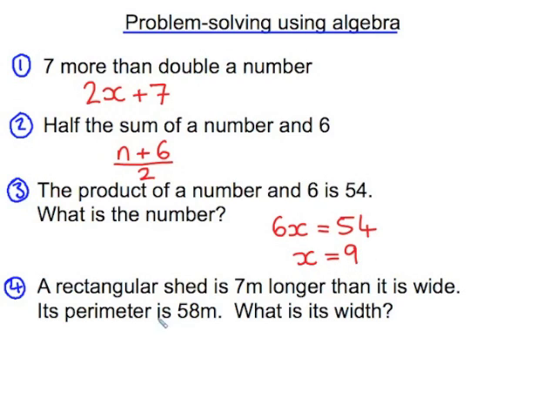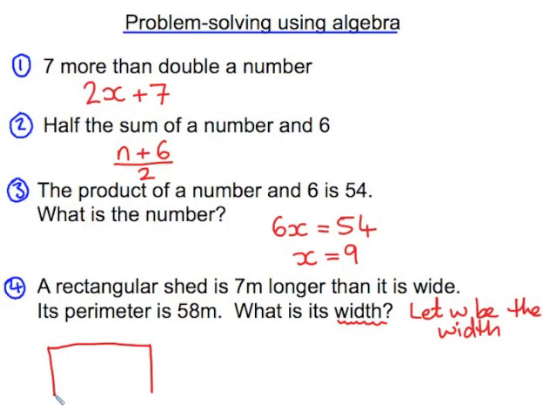And finally we have a rectangular shed which is 7 metres longer than it is wide. We're told that the perimeter is 58 metres, and what's the width? So because we're looking for the width in this case, I'm going to say that our variable is w, let w be the width, and I'm going to use a diagram because it's often easier to visualise a problem if you convey the information using a diagram.